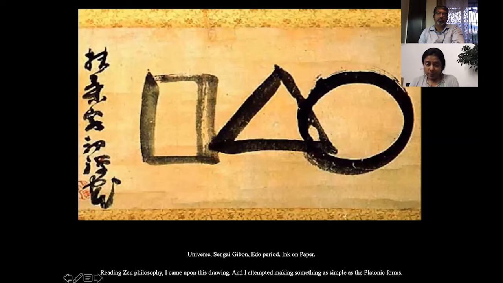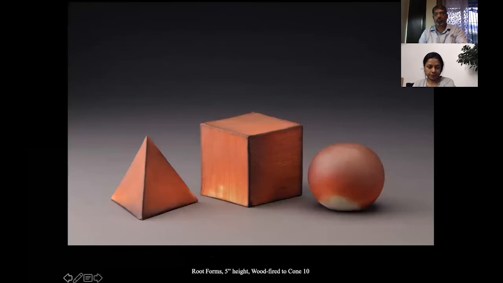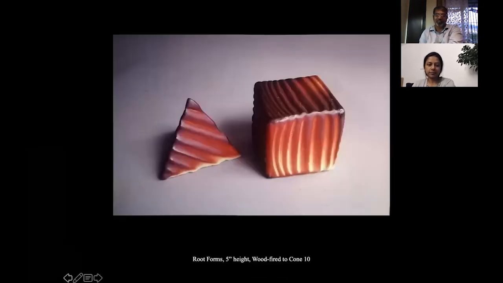And then I was reading Zen and I came upon this drawing of a Zen monk, which was called the universe. And I realized that if I made this into 3D, it would be the Platonic solids, which is a cube, a tetrahedron, and a sphere. And I attempted doing that. So in a smaller scale, with more texture.